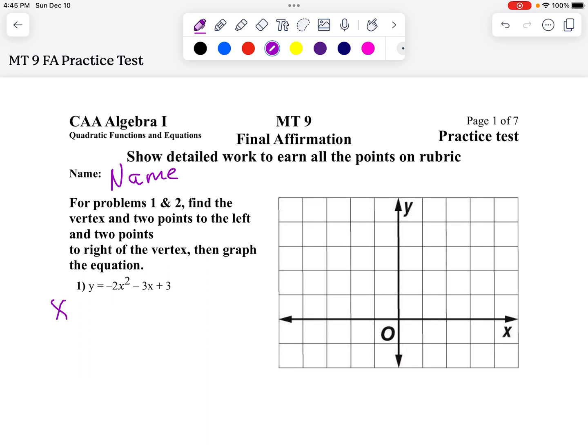So to find the vertex, remember it's negative b over 2a. And on this problem, a is negative 2, b is negative 3. So we said the opposite of negative 3 all over 2 times negative 2. Well, the opposite of negative 3 is 3, and 2 times negative 2 is negative 4. So we know our vertex is going to be at negative 3/4.